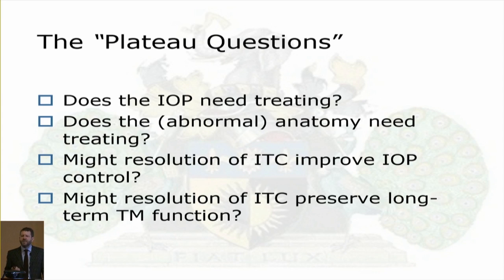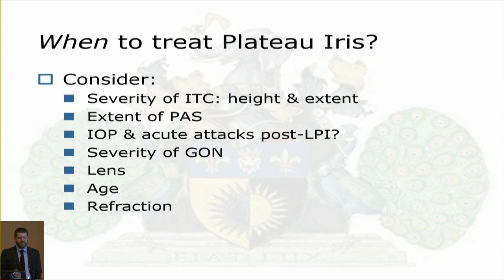I think the questions we still need to ask ourselves, we're talking about controversies here, about plateau iris is, well, does the IOP need treating in any particular patient? Does the anatomy need treating, or can we just treat the pressure? Will resolution of that iridotrabecular contact actually improve the pressure control? And if we can achieve that by some mechanism, are we potentially going to preserve some long-term function with the trabecular meshwork, which will improve the long-term, the 5 to 10-year outcome for these patients?